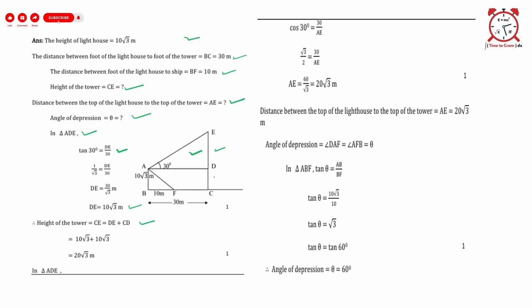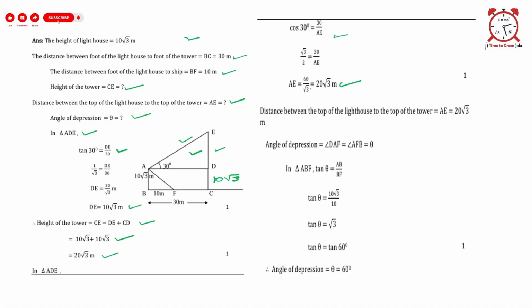This also is 10 root 3 because it is a rectangle. So AB equals CD. This value we will keep here, then we will find the height of the tower. Now we will take triangle ADE again, and we will take cos 30 here. Cos 30 we know is adjacent upon hypotenuse, because we have to find the value of AE here. So from this we will get the value of AE as 20 root 3 meter.